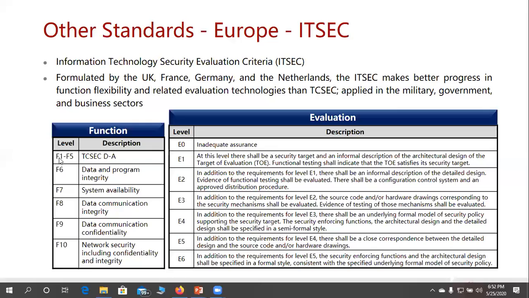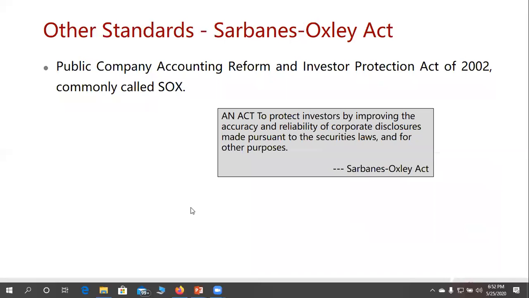As you can see, from F1 to F5 level, this is the same as that for the US for levels D up to A. And then we have F6 here, which deals with data and program integrity, F7 system availability, F8 data communication integrity, F9 data communication confidentiality, and F10 here network security, including confidentiality and integrity.